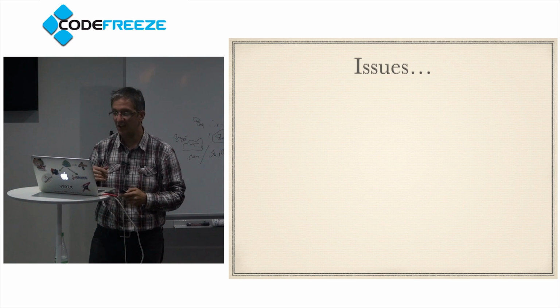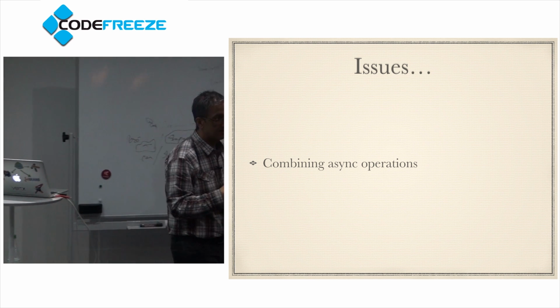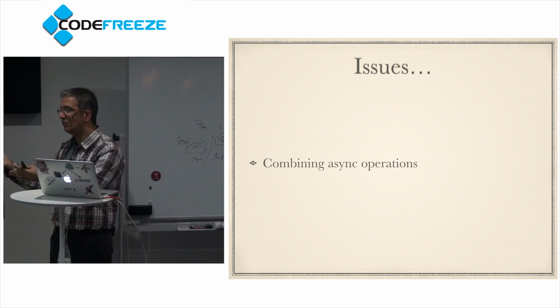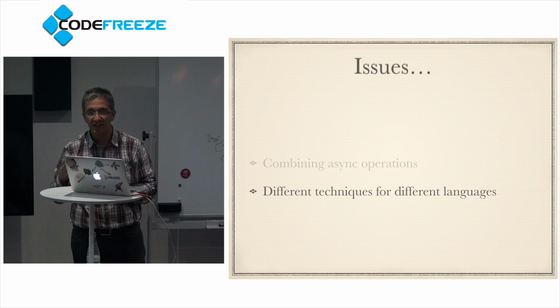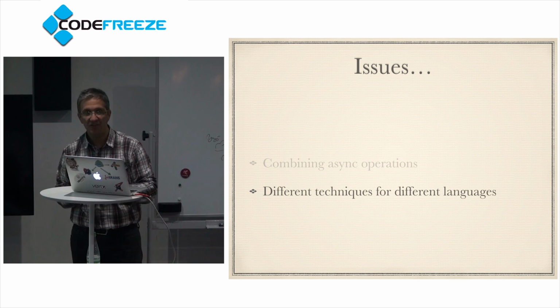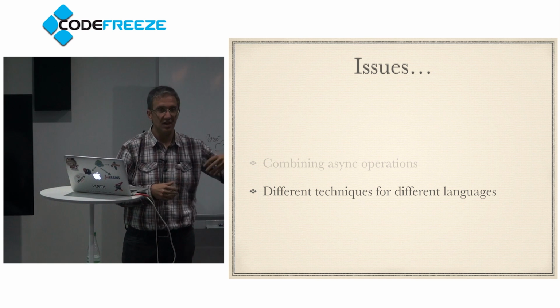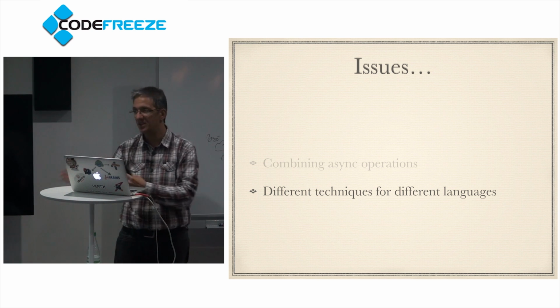Now, all of these have issues, one way or another. First of all, combining asynchronous operations isn't that easy, right? If I have multiple async awaits coming in from different places, if I have multiple callbacks, it's not that easy to combine all of these together. And different techniques for different languages. If I'm doing JavaScript, I have callbacks. If I'm doing Java, I have futures. If I'm doing another type of Java, I have composable futures. If I'm doing C#, I'm doing async await.